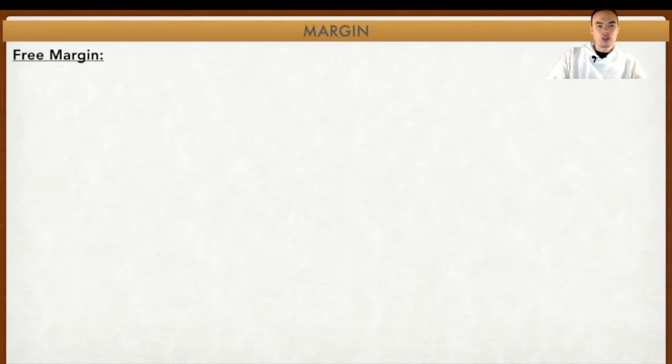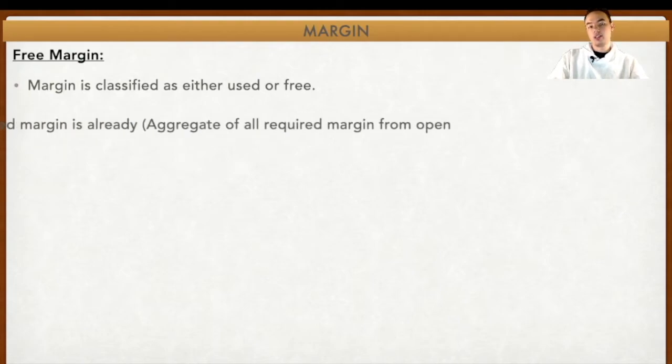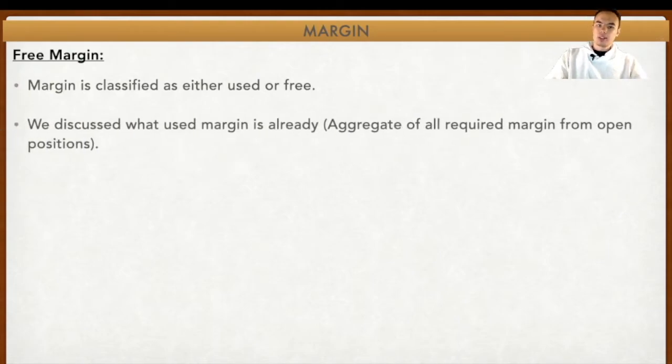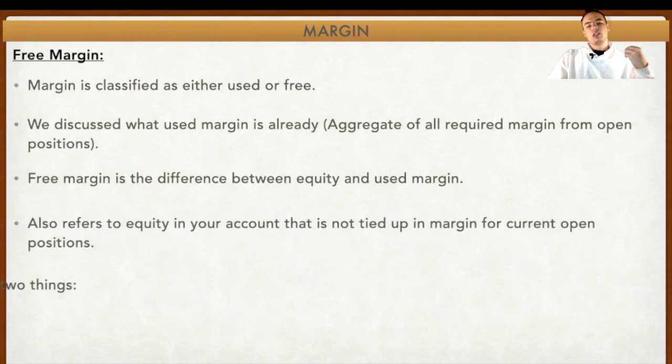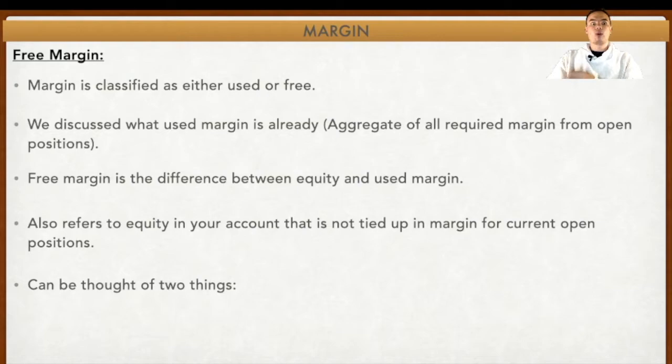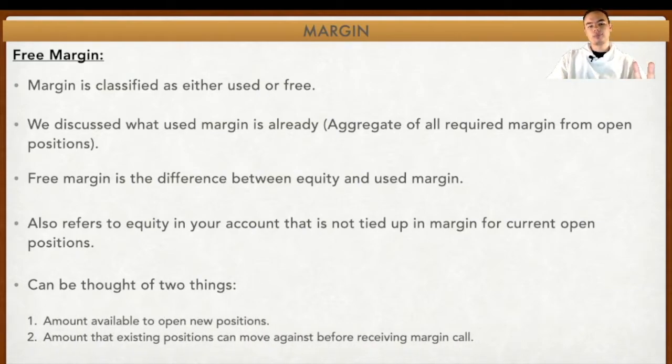Next up is free margin. Margin is classified as either used or free. So we discussed already what is used margin. Okay. Now, free margin is the difference between equity and used margin. It also refers to equity in your account that is not tied up in margin for current open positions, and can be thought of as two things: amount available to open new positions, and amount that existing positions can move against before receiving a margin call. We'll get into margin call.